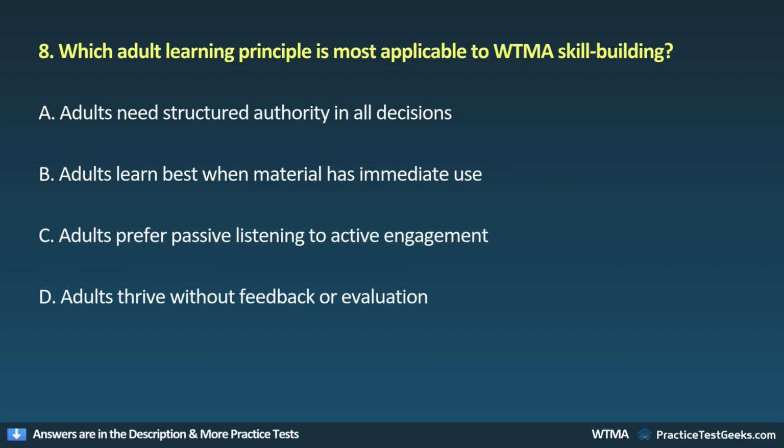8. Which adult learning principle is most applicable to WTMA skill building? A. Adults need structured authority in all decisions. B. Adults learn best when material has immediate use. C. Adults prefer passive listening to active engagement. D. Adults thrive without feedback or evaluation.